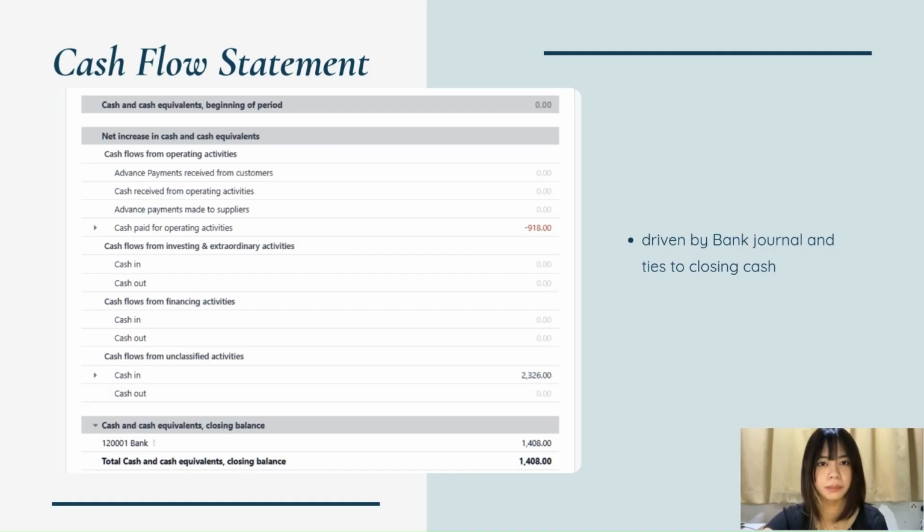This is the cash flow statement for September 2025. For operating activities, there was a cash outflow of RM 918. On the other side, we had a cash inflow of RM 2,326. After netting these movements, the end cash balance stands at RM 1,408, consistent with the bank balance.